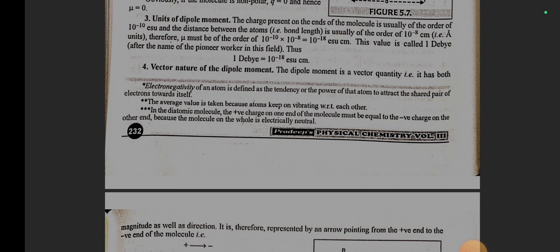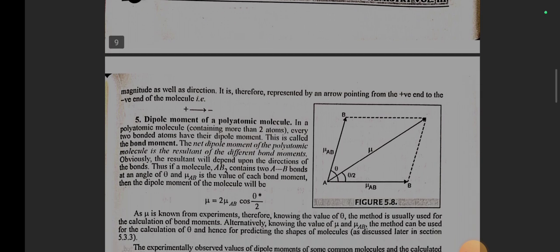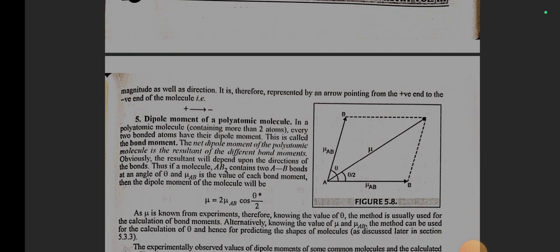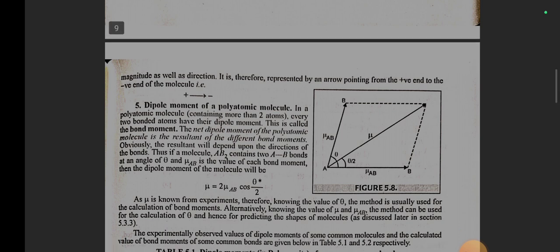The dipole moment is a vector quantity, that is, it has both magnitude as well as direction. It is therefore represented by an arrow pointing from the positive end to the negative end of the molecule. Number 5. Dipole moment of a polyatomic molecule.